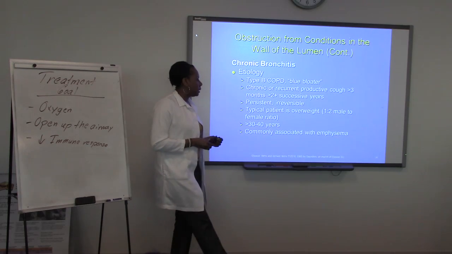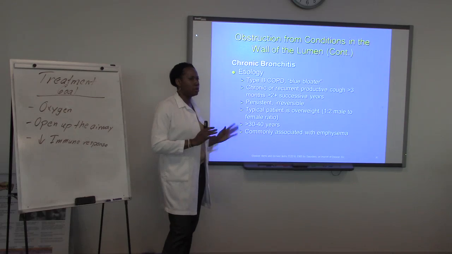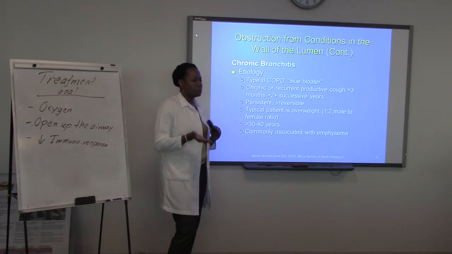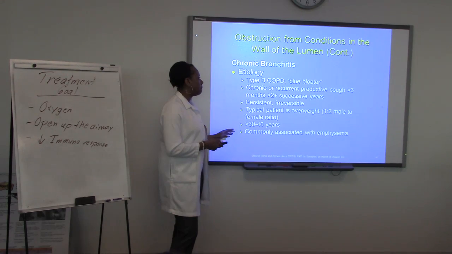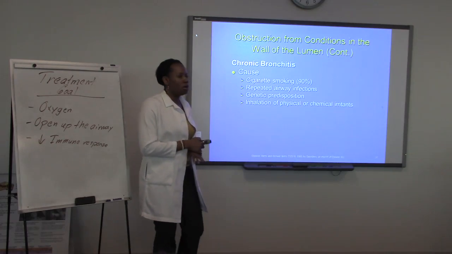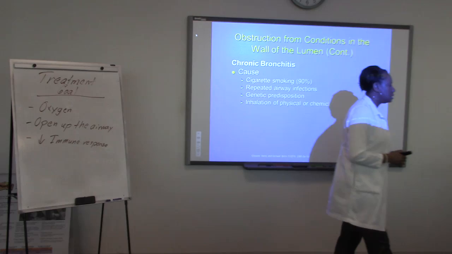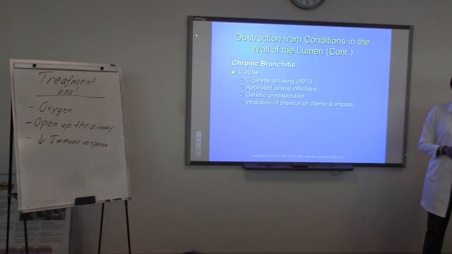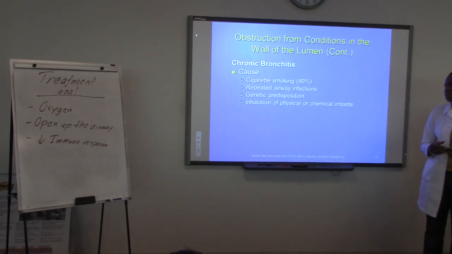They say these patients are usually overweight, over 30 to 40 years of age, and it can sometimes be associated with emphysema, which again is the worst of the two. Now, the common cause of this is cigarette smoking. 90% of cases are cigarette smoking. Please make sure you highlight that, and that is definitely the truth. We know that cigarette smoking can cause a number of things, and one of them is definitely chronic bronchitis.